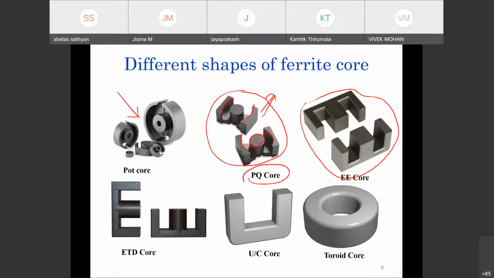Apart from the EE core, there is an ETD core also available in our local market. The difference is very small. The middle limb is cylindrical, whereas the other two limbs are similar to the EE core. And also we have a toroidal core and U or C cores. With the toroidal core, you have to be very careful while using it for power electronics applications.